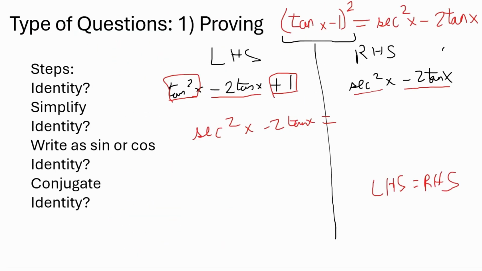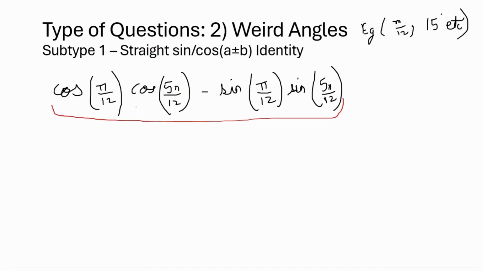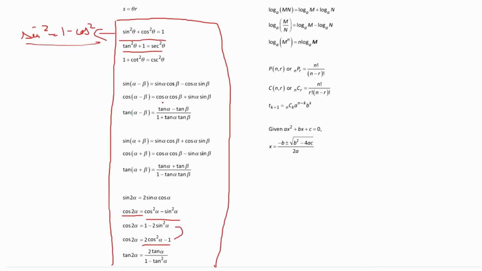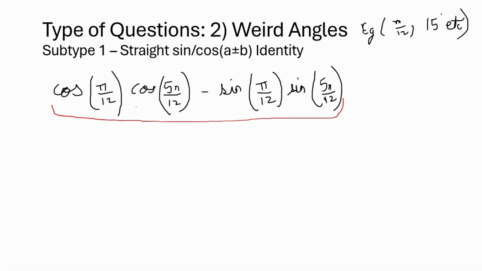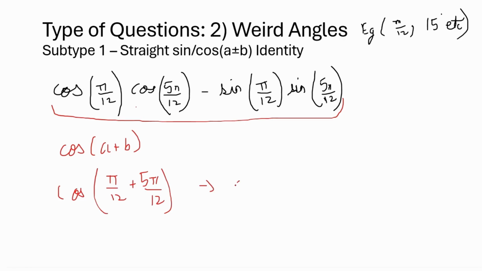So right now, what was our question? It was cos minus sine. Which one is cos minus sine? Cos. Oh, this is plus. Cos minus sine is cos a plus b. So this is cos a plus b. Our a is pi by 12. Our b is 5 pi by 12. So just plug and chug.